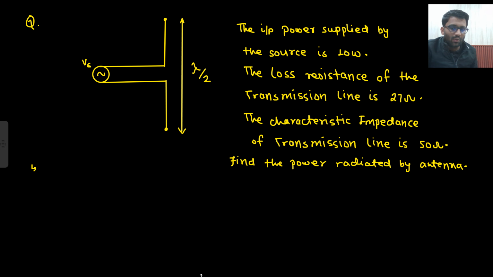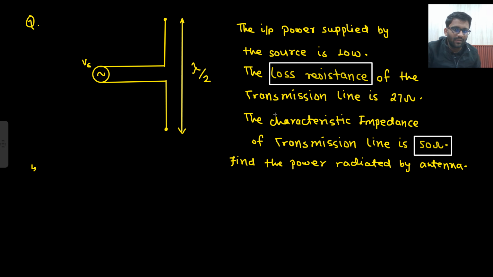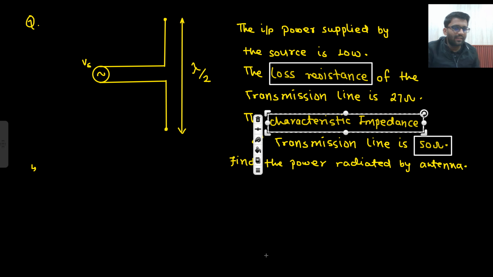Which two losses? Loss resistance is also given, and along with that, characteristic impedance is 50 ohm. So reflection loss is also there, and because of the conduction loss or the dielectric loss, that loss is also there. So two kinds of losses are there. So what do you think? What will be your P radiated? So both losses you need to take into action.